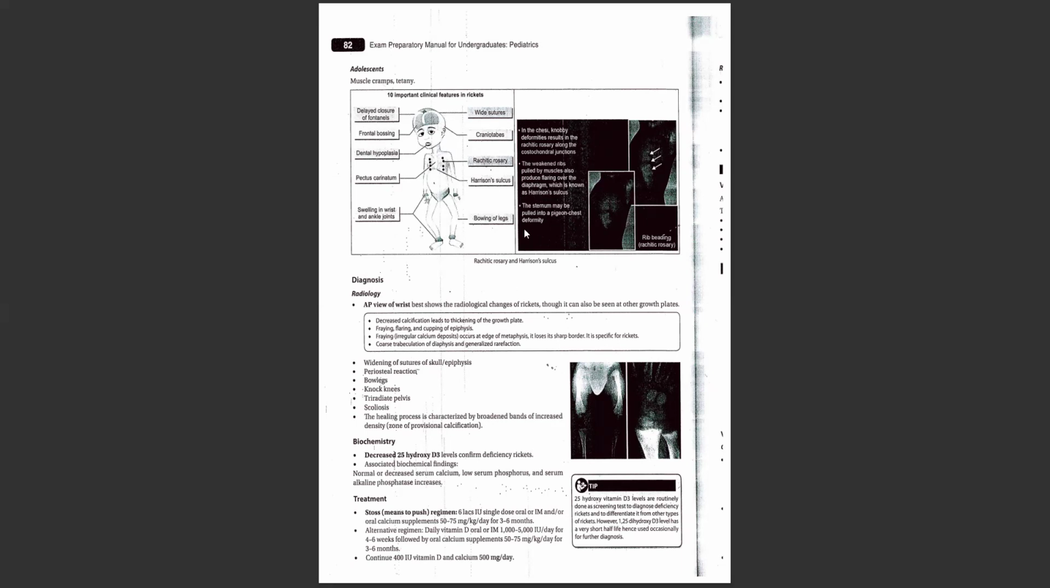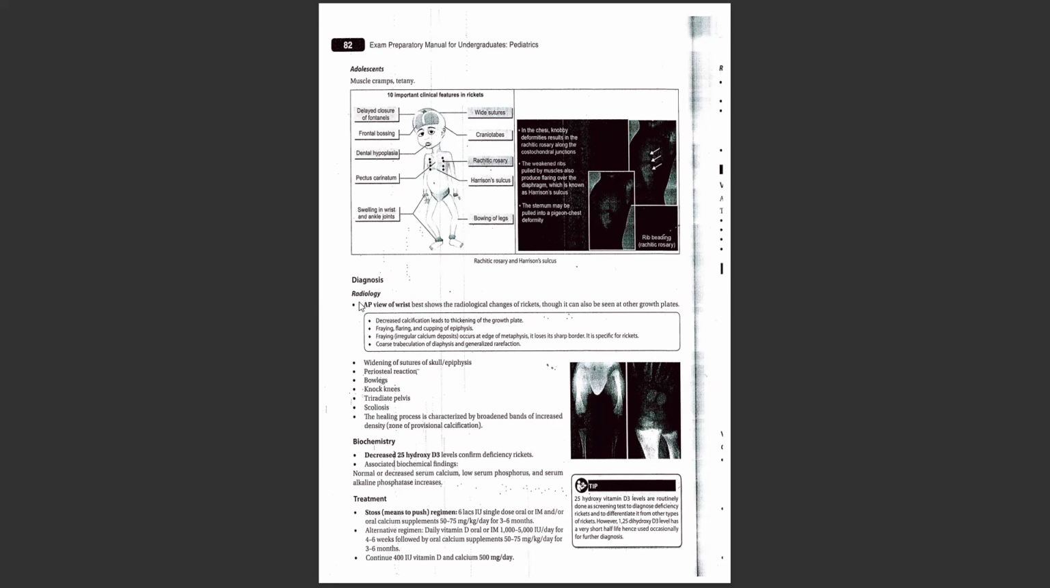This is the rachitic rosary. In this picture, there is a rachitic rosary. That is because of the hypertrophy of the chondrocytes on the growth plates. There will be prominence of the costochondral junction and beading on the anterior chest wall. That is called the rachitic rosary. Okay, so how will you diagnose a case of rickets?